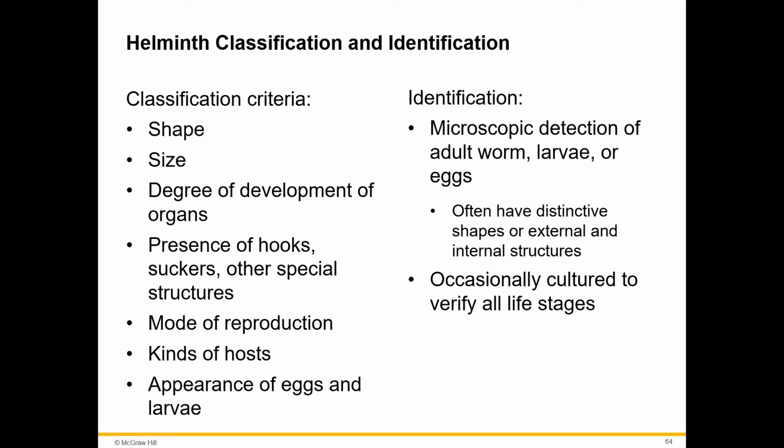Classification criteria include the shape, size, the degree of development of organs, the presence of hooks, suckers, or other special structures on the whole worm, the mode of reproduction, the kind of host that it is in, and the appearance of eggs and larvae. Identification can be microscopic, so you can detect the adult worm, larvae, or eggs, and they often have distinct shapes or external and internal structures. Occasionally they are cultured to verify all life stages.